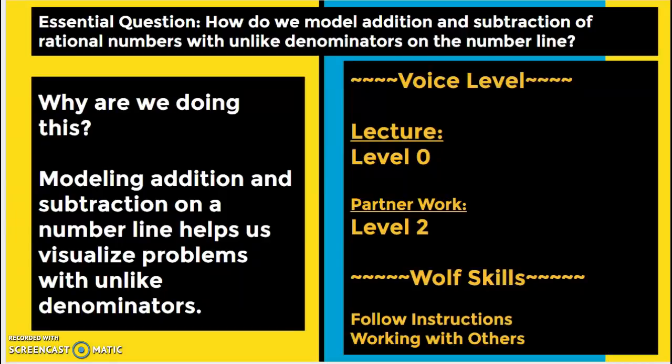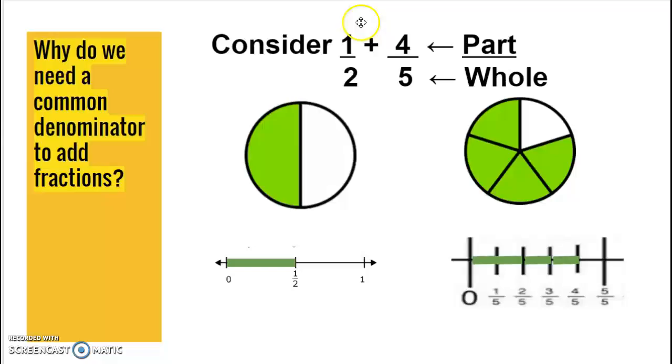So the essential question we are attempting to answer today is, how do we model addition and subtraction of rational numbers with unlike denominators on the number line? And the reason we want to be able to do that on the number line is because it's much easier to model difficult problems, which tend to be the ones with unlike denominators. If we can do it on the number line, it's easier to visualize. So let's start with visuals. Let's start with a picture.